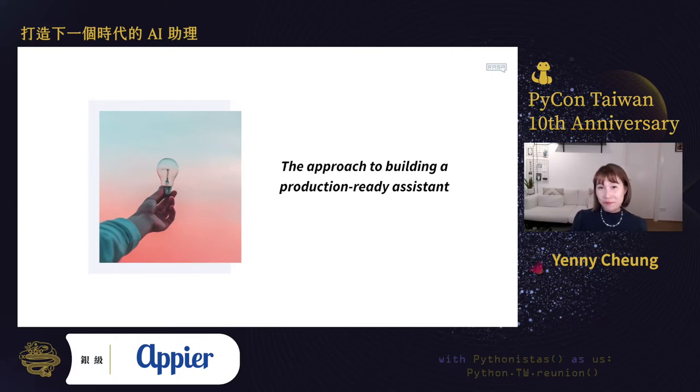All right, how are we doing there? We covered intents and entities for NLU, and we also talked about dialogue management for a bit. And now we're going to talk a little bit about the approach to building a production-ready assistant and what is important there.